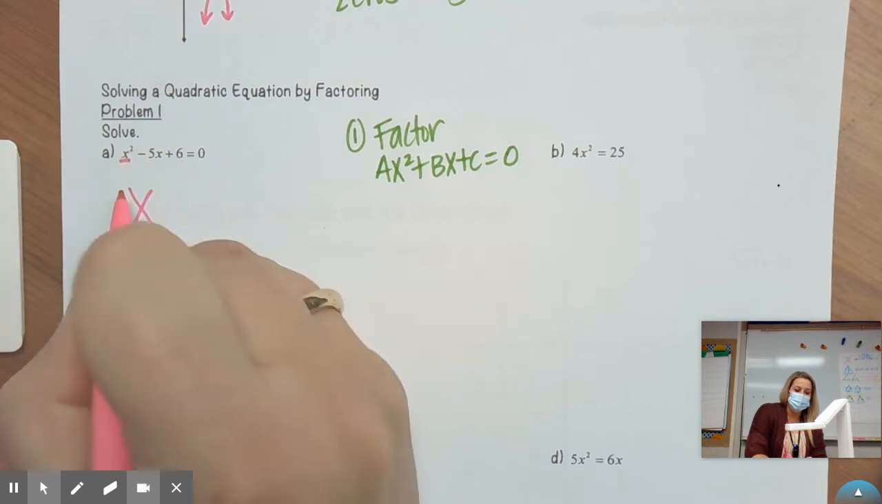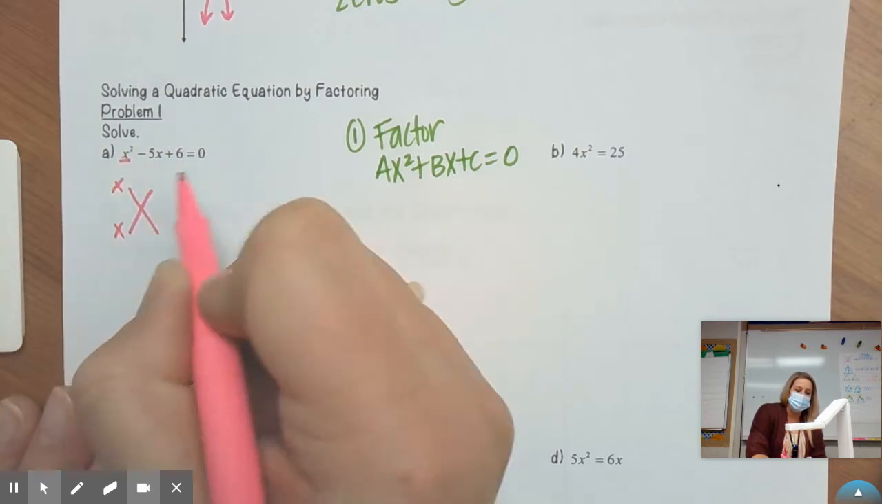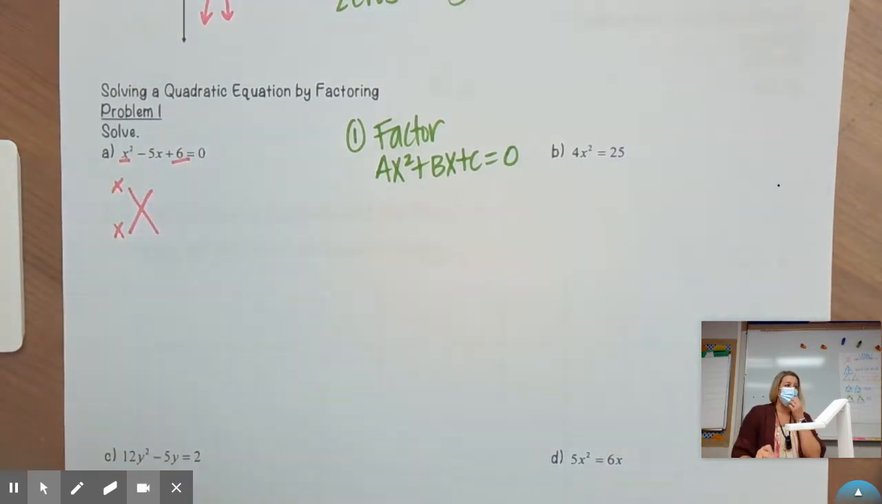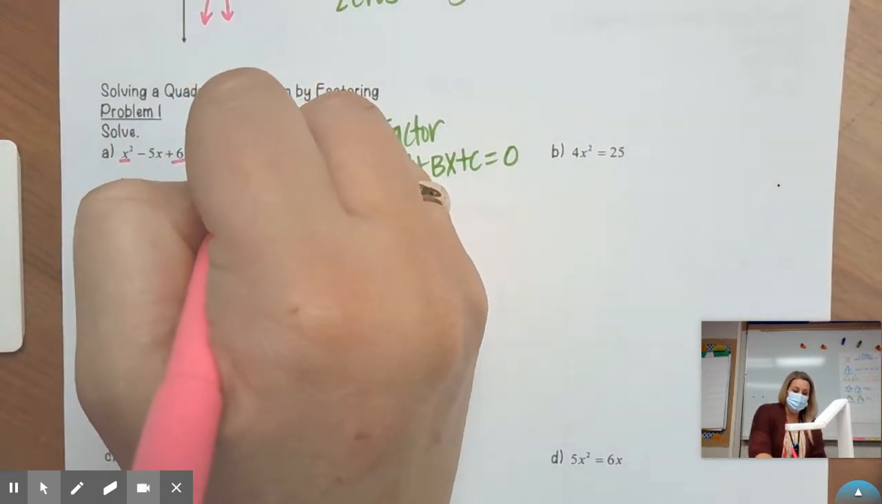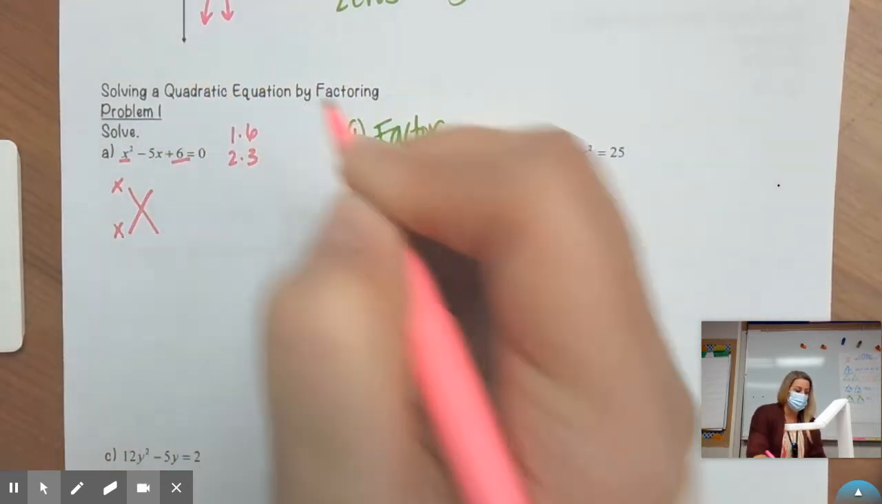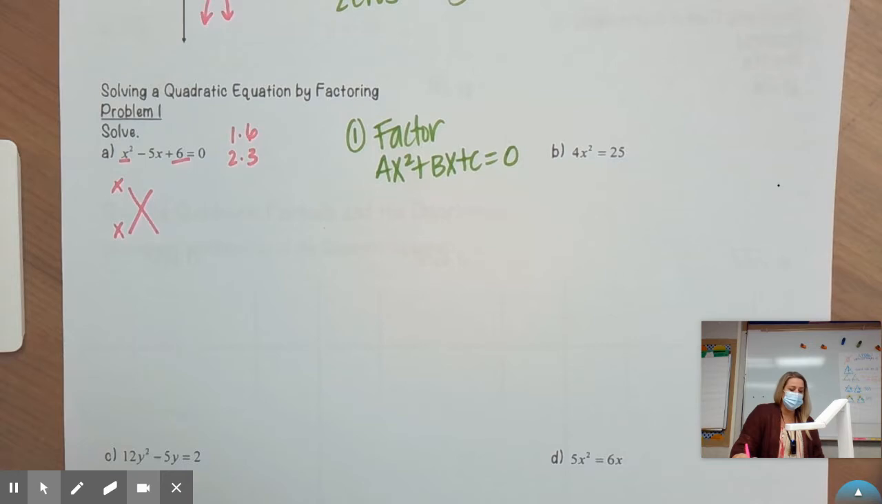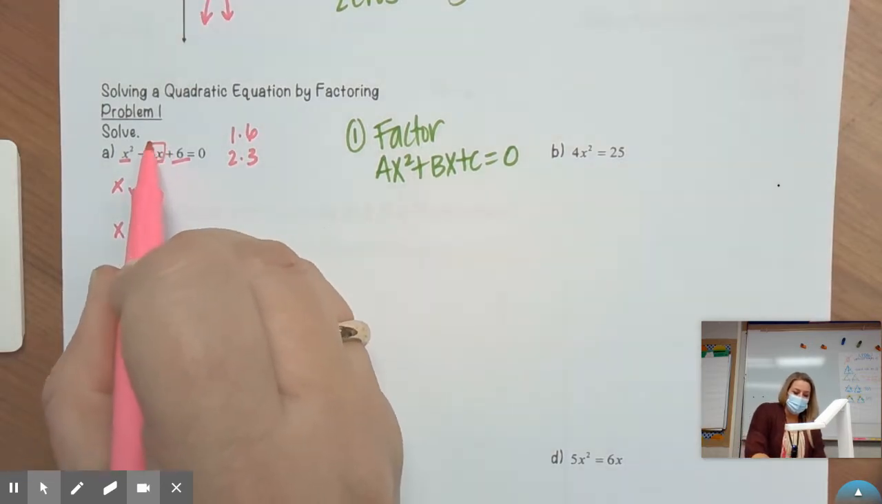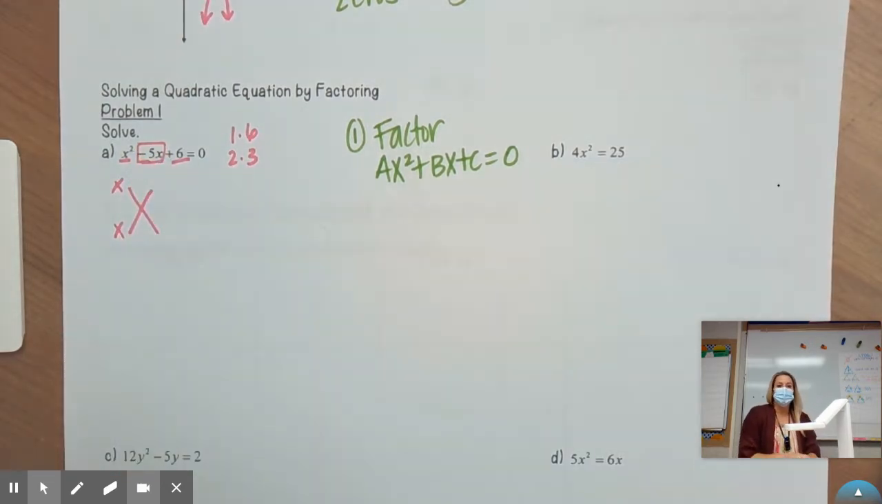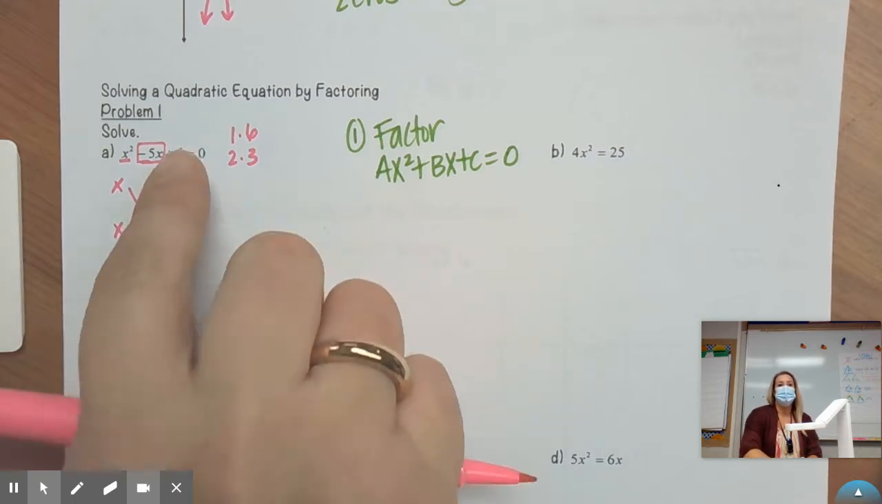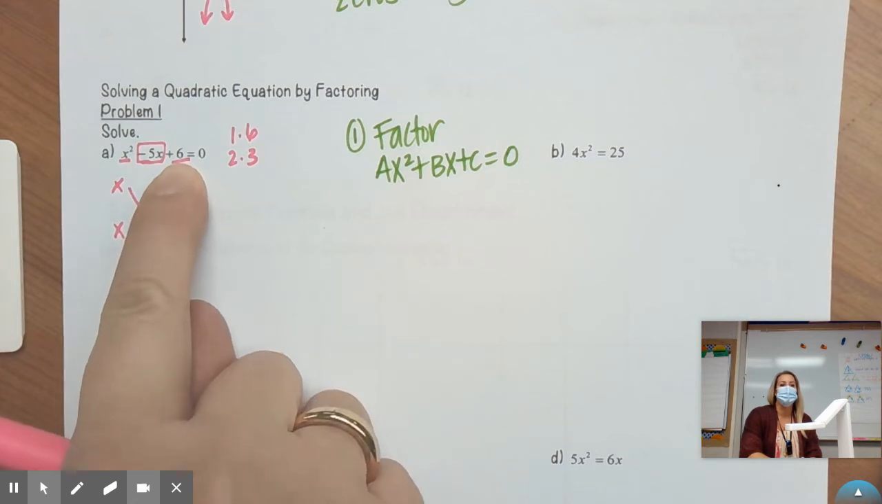So I'm going to go ahead. What times what gives me x squared? So that's x and x. What times what gives me 6? It's either 1 and 6 or 2 and 3. Okay, now I've got to get to a -5 when I add. So that's kind of going to help us out a little bit, because either one could get to 5, but we have to get a +6. So it's either going to be 2 negatives or 2 positives.